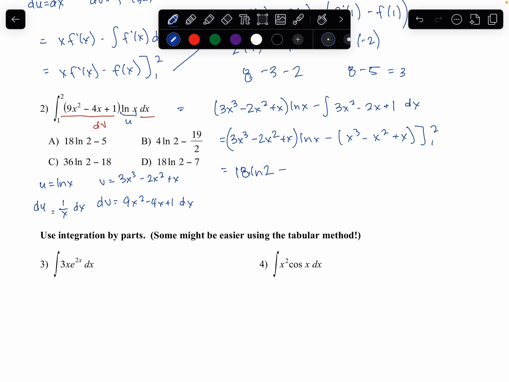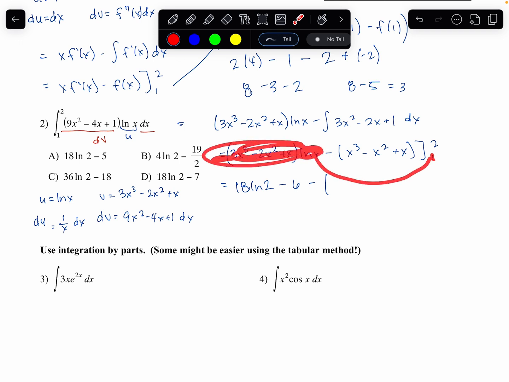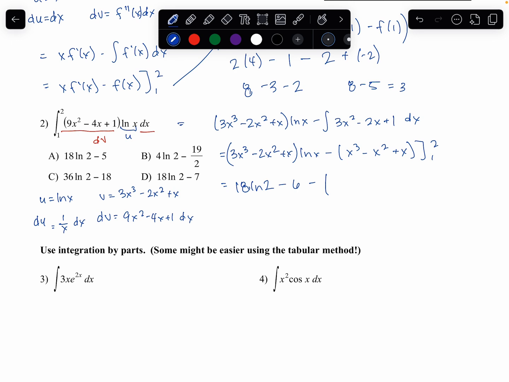And then minus, I gotta plug in 2 for these ones right here. So if I plug in 2, that's gonna be 8 minus 4 plus 2. So that's gonna become minus 6. Okay, and then we have to minus, now we gotta plug in 1. Now if I plug in 1 here, this becomes 0, and that just becomes 0. Then I just have to plug in 1 here. So then minus, so we have 0.